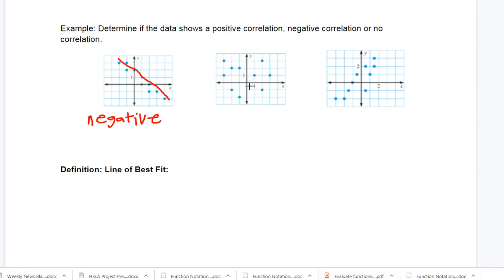Okay, this one doesn't seem to be any kind of rhyme or reason. It's kind of all over the place. So I'd say that has no correlation. And this, if I take a line and sketch it through there, it appears to be going up, left to right. I'd say it has a positive correlation.